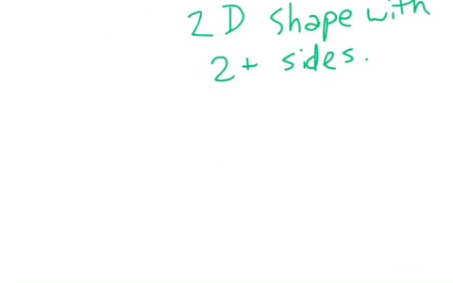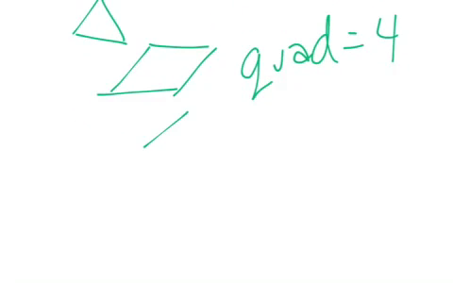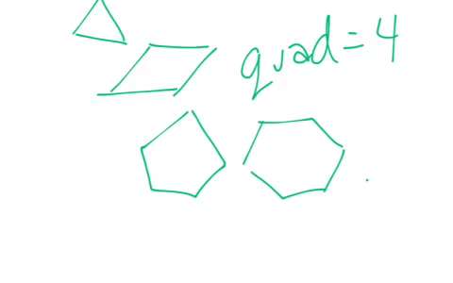Probably the one that you recognize the most is a triangle that has three sides. If something has four sides, that would be a quadrilateral, because quad means four. There's also a pentagon that has five sides, hexagon has six, and so on. So those are all polygons.